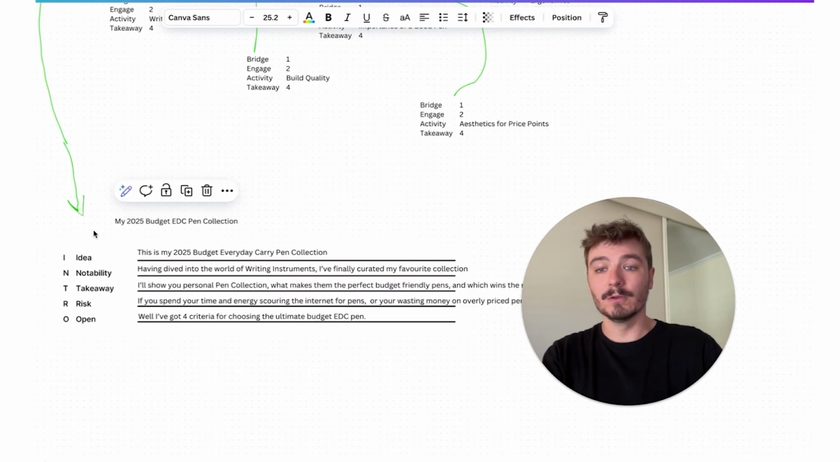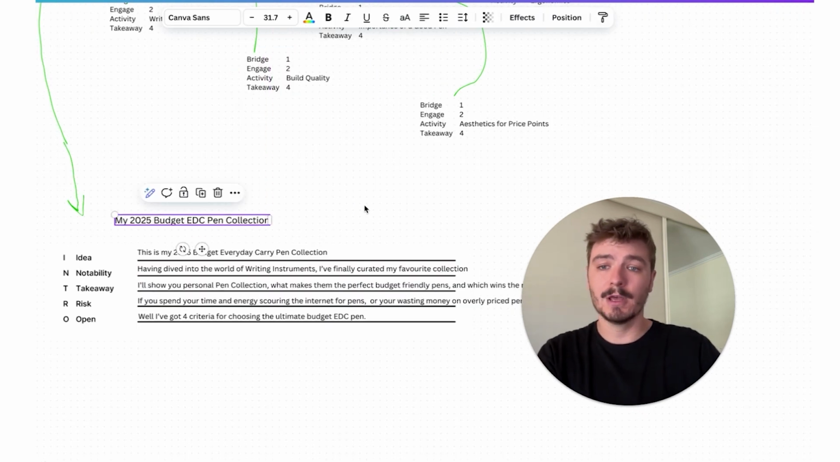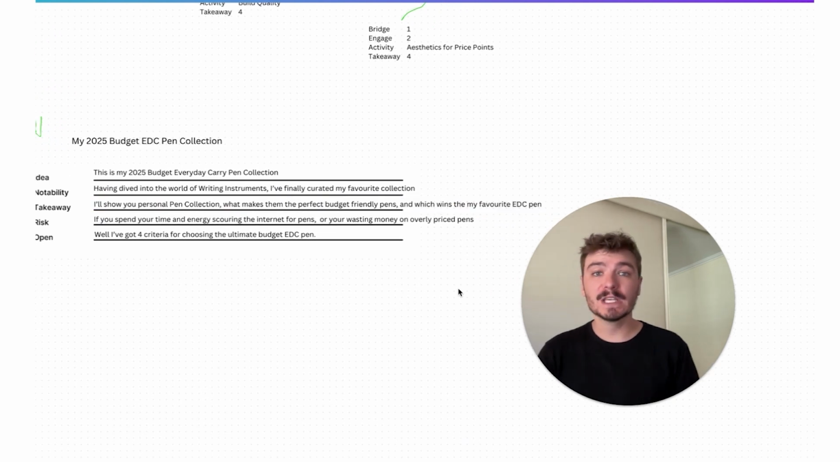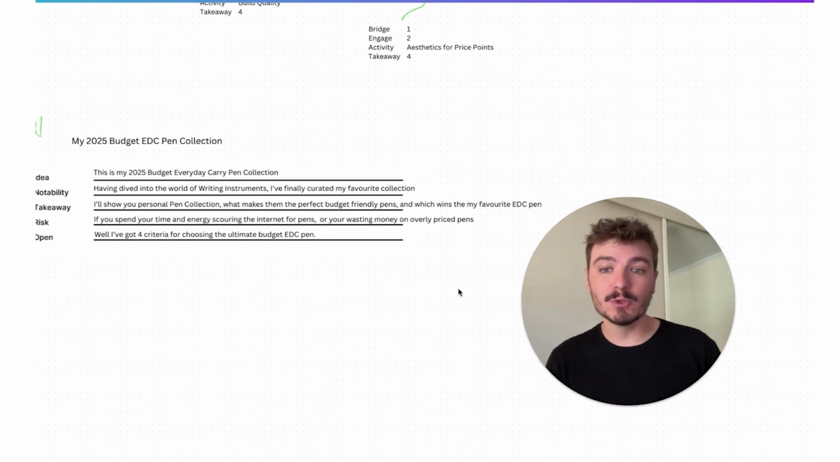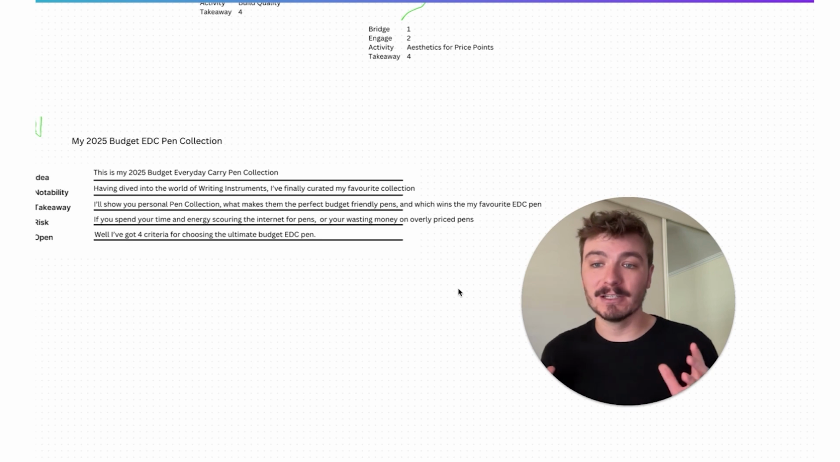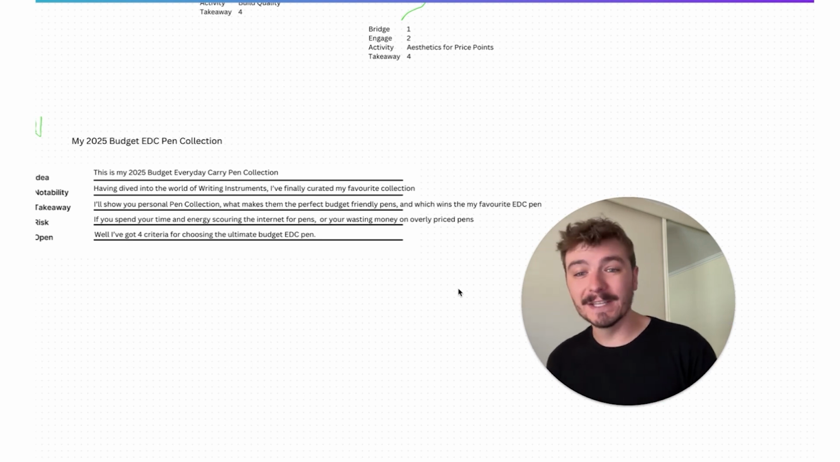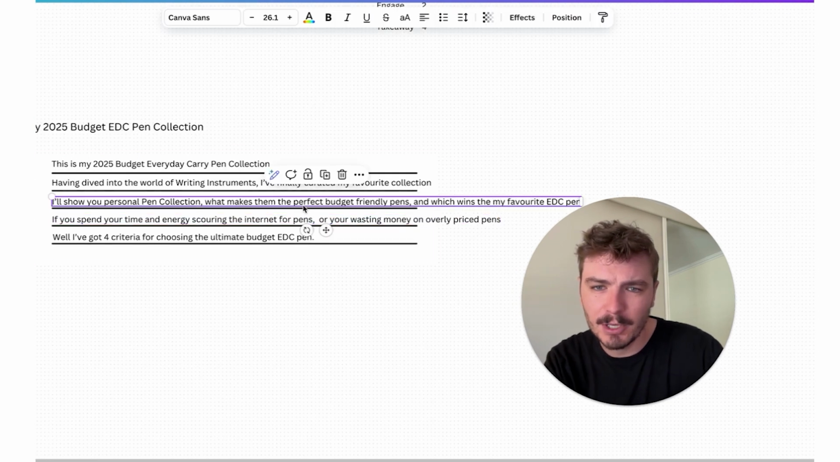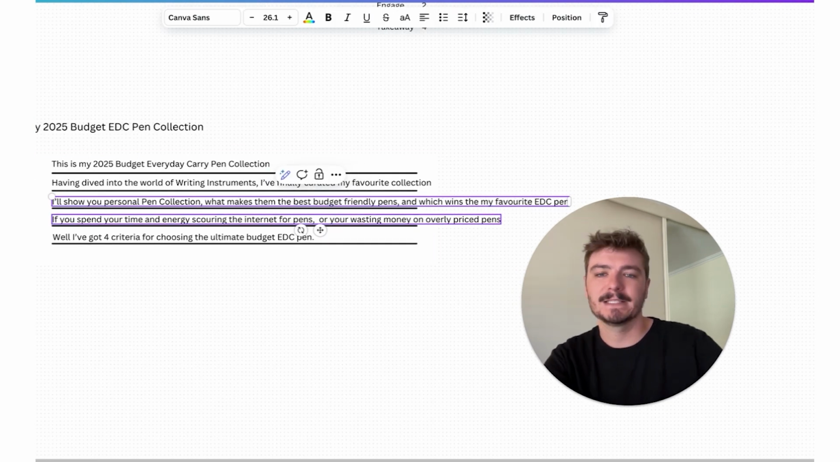Okay, so let's read this out. If you were to click on my 2025 budget EDC pen collection, the first few seconds will go, this is my 2025 budget everyday carry pen collection. Having dived into the world of writing instruments, I've finally curated my favorite collection. I'll show you my personal pen collection, what makes them the perfect budget. I feel like I've said perfect too many times. Ultimate, best. Let's say best.